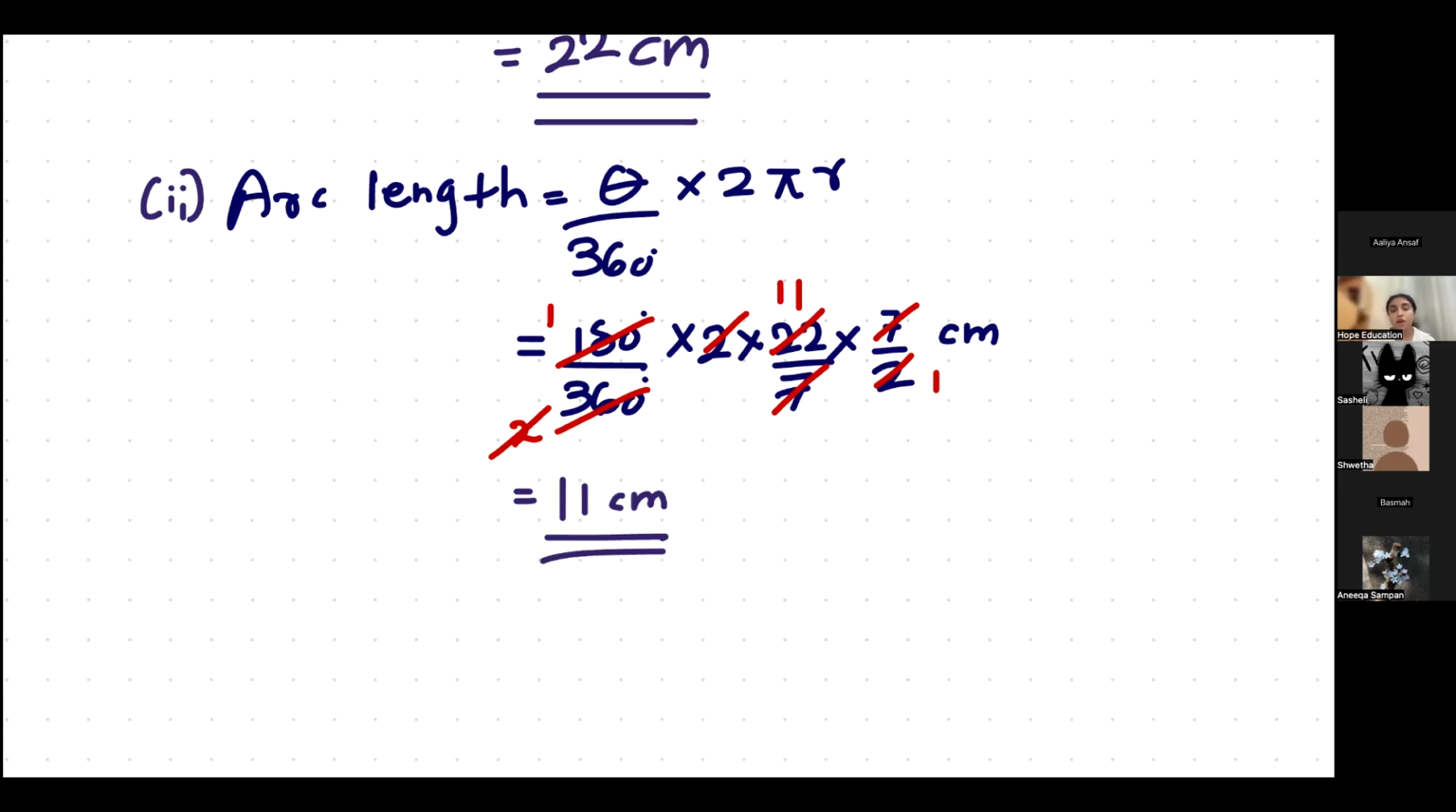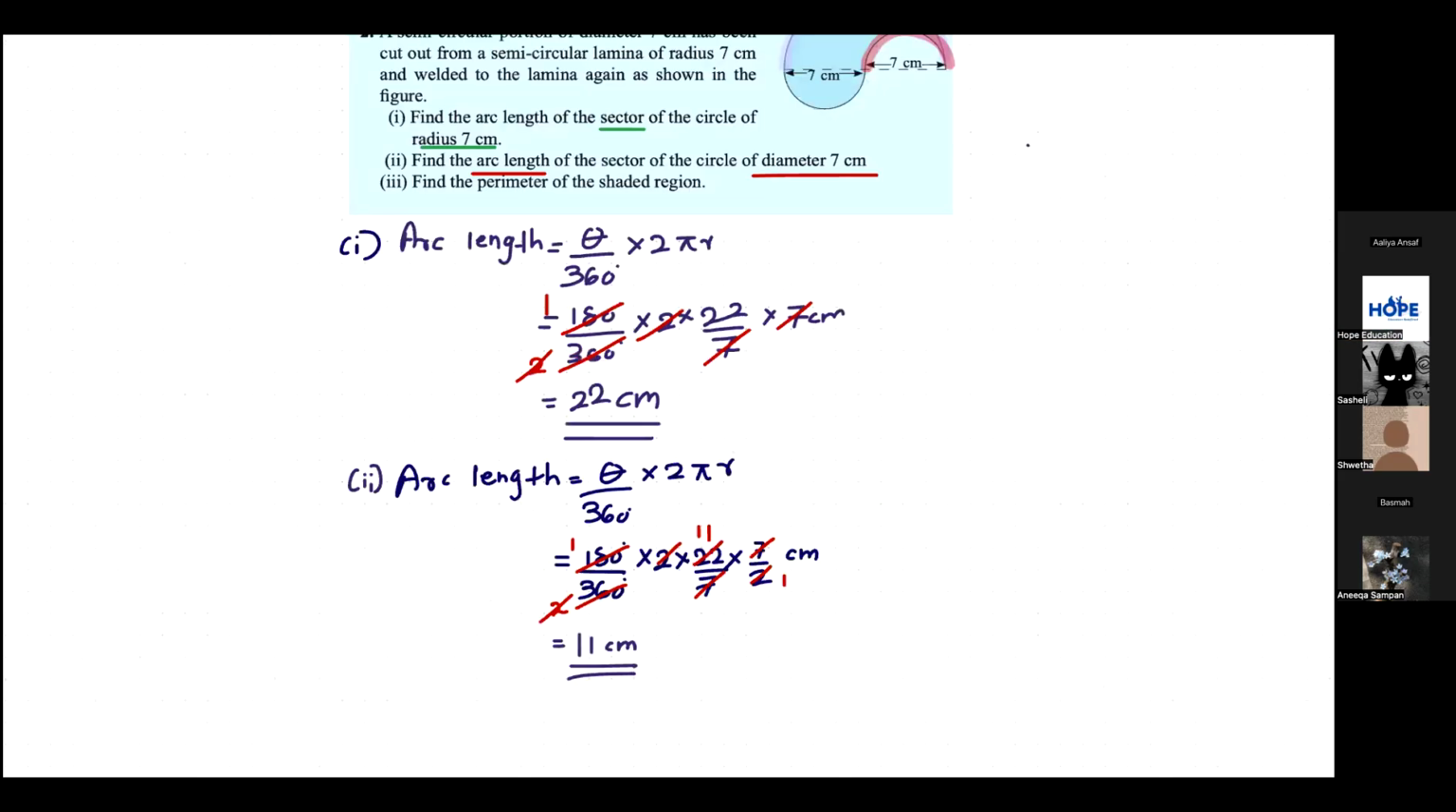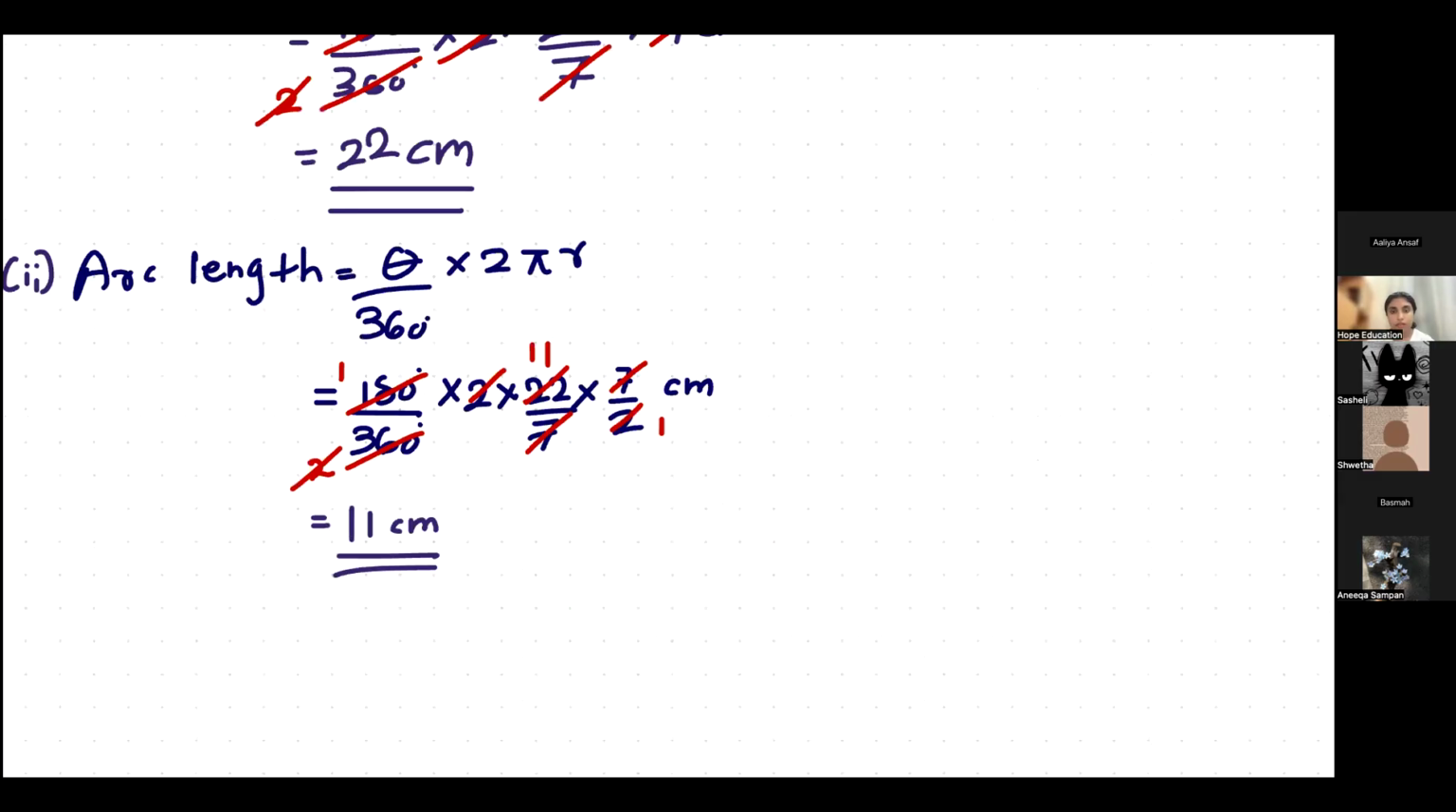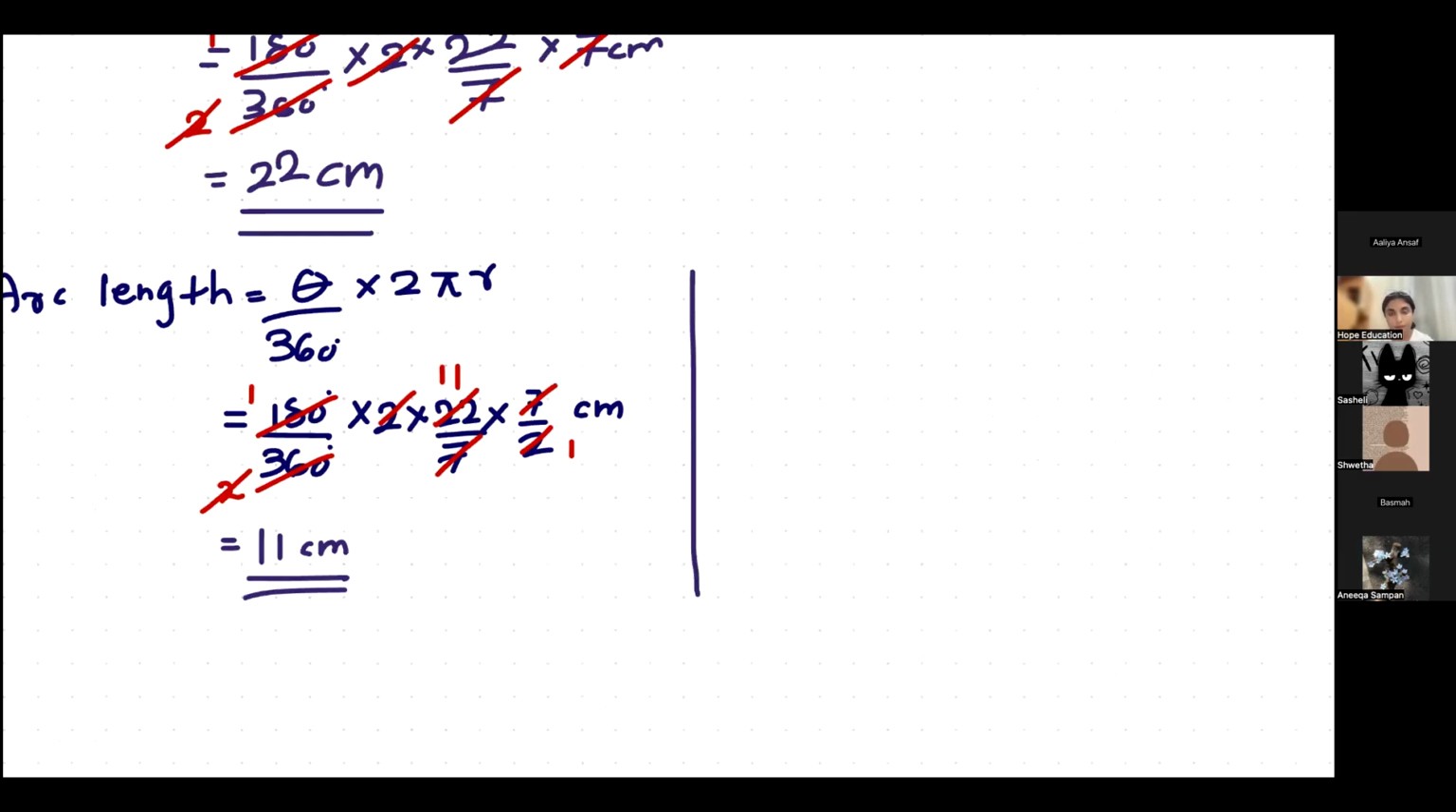Did you all get both of these answers correct? Yes, teacher. For the second one, teacher, if we take it as 3.5, the answer changes, right? You want me to show you that calculation? Yes, teacher. The answer actually does not change. Let me show you, because 7 divided by 2 and 3.5 are both the same, so the answer should be the same.